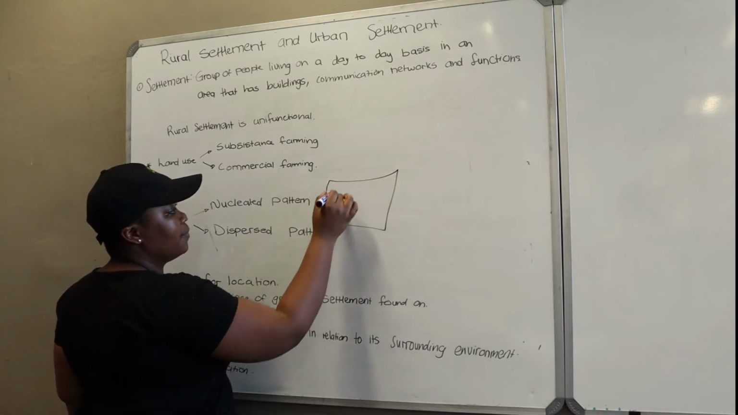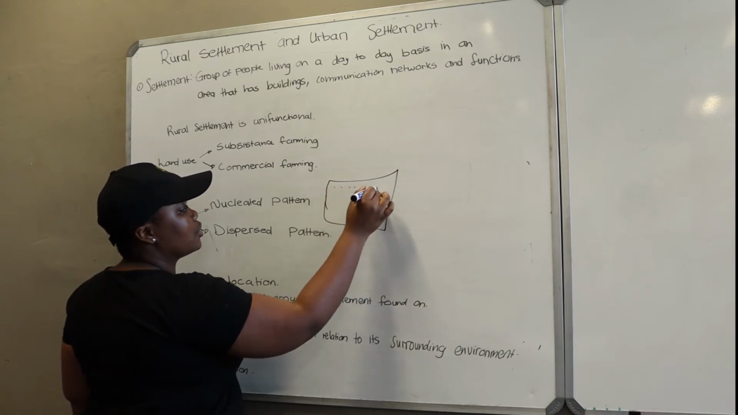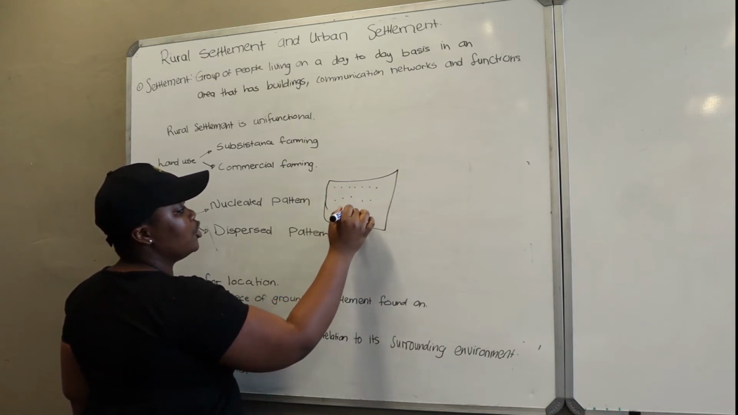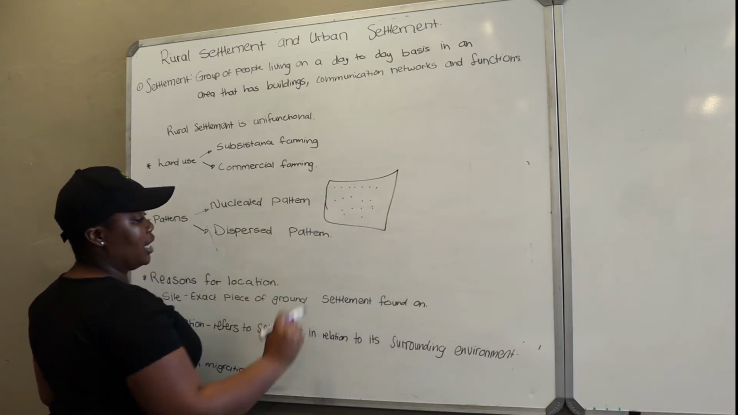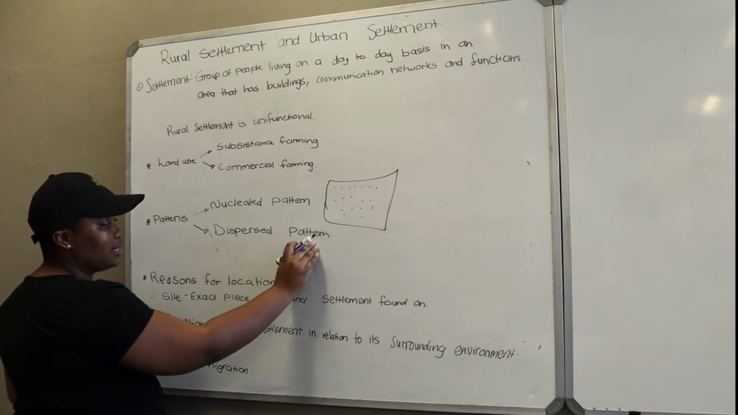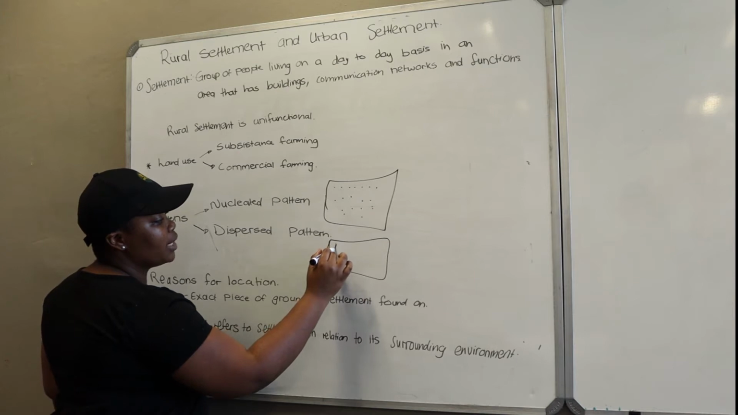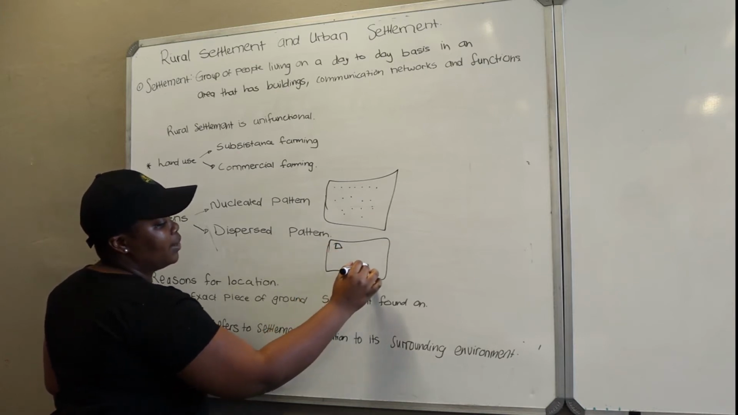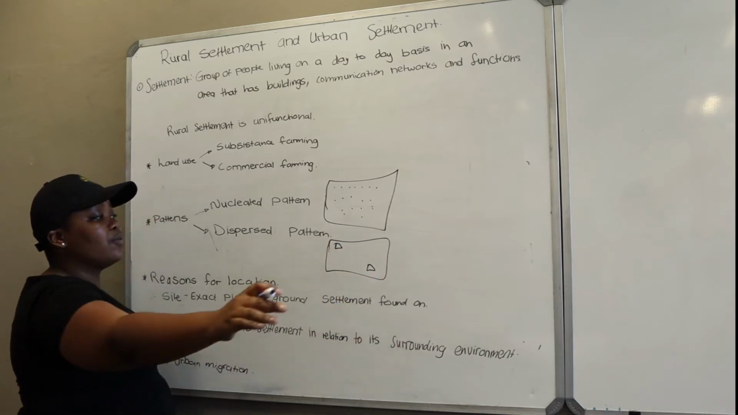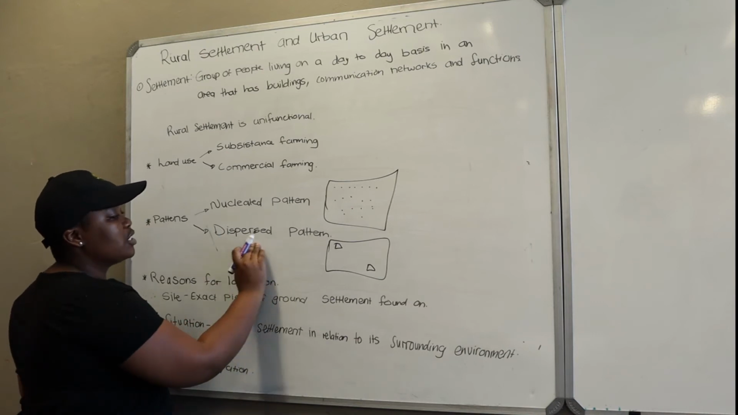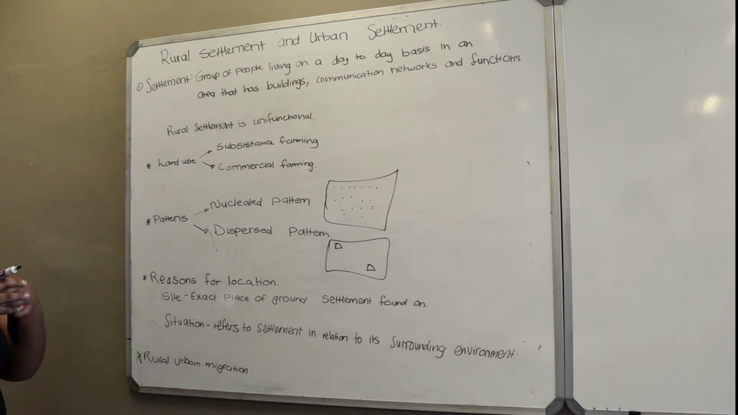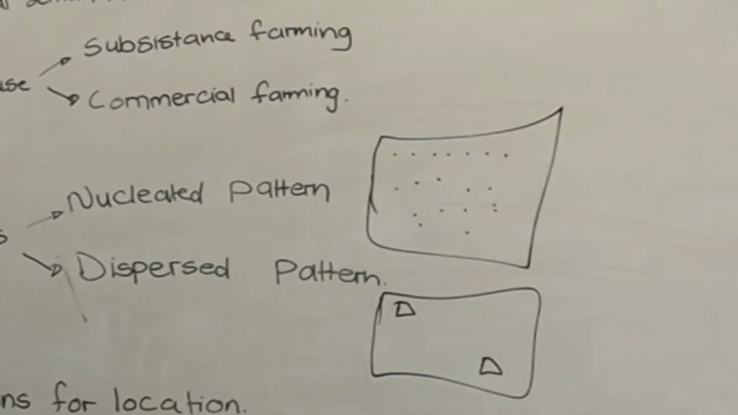This is the area, this is where the houses are. They're nucleated, meaning they're closer together. Dispersed pattern means the houses are much further apart. We'll get a house here, we'll get another one down the road. The houses are dispersed from each other. They're not as close as the nucleated pattern.